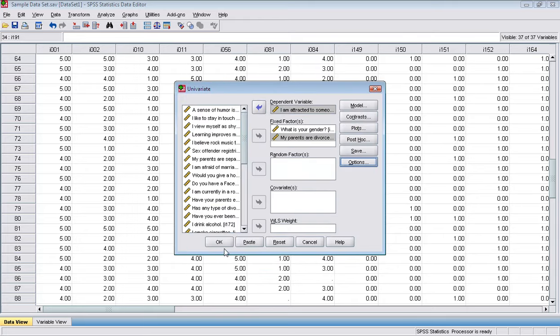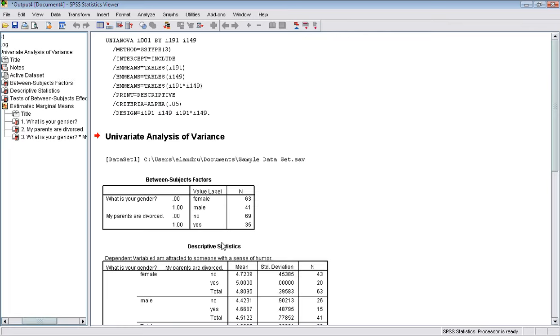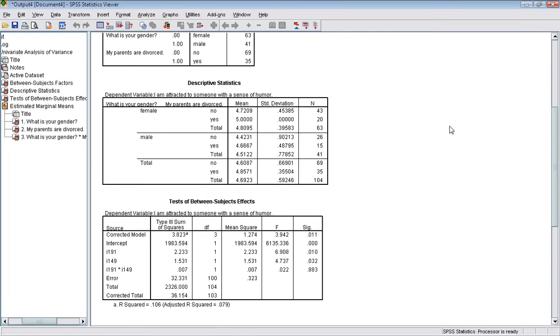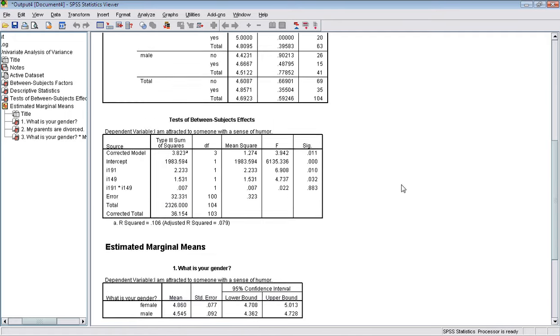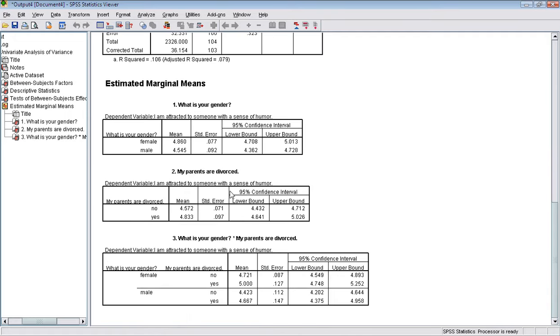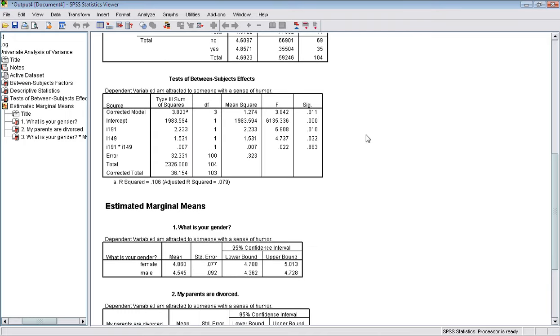Click on continue and then click on OK, and a new output window is going to open up. It's going to show you the results, and here's what happened. It gives you a nice little summary, the number of people in each of your categories. Here are the means and standard deviations. There's also another way to look at those in a moment, but here's the key feature that I'm circling with my cursor. Here's the actual summary table for your analysis of variance.